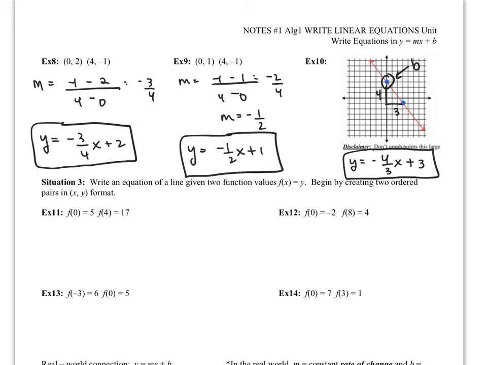And then on example 10, I've got a rise of 4, a run of 3, but my slope is decreasing, so it's a slope of negative 4/3. And then my y-intercept is the point at which it crosses the y-axis, and so that would be 3.